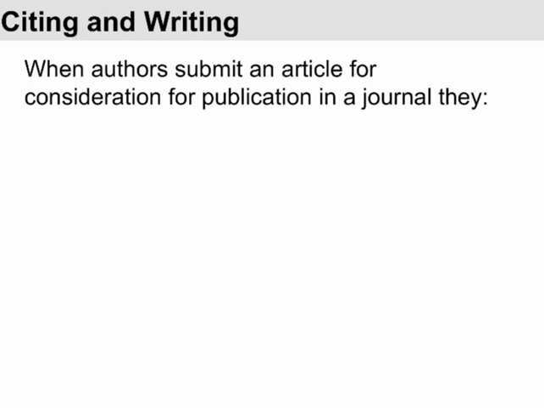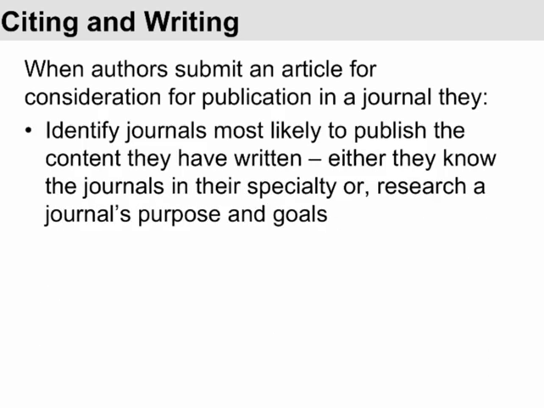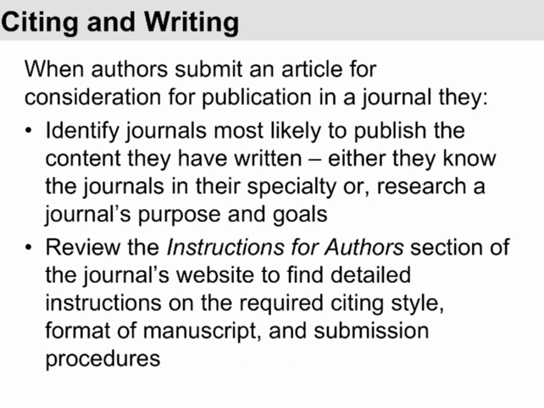When authors submit an article for consideration for publication in a journal, they usually identify journals most likely to publish the content they have written. Either they know the journals in their specialty, or they have researched a journal's purpose and goals. Usually they also review the instructions for authors section of the journal's website to find detailed instructions on the required citing style, format of manuscript, and submission procedures.